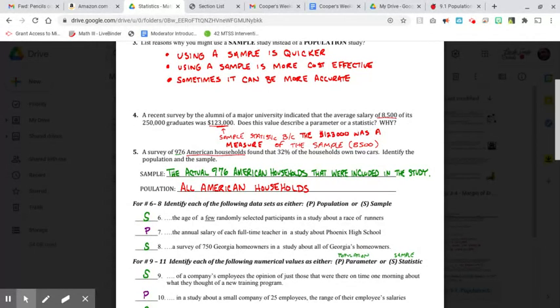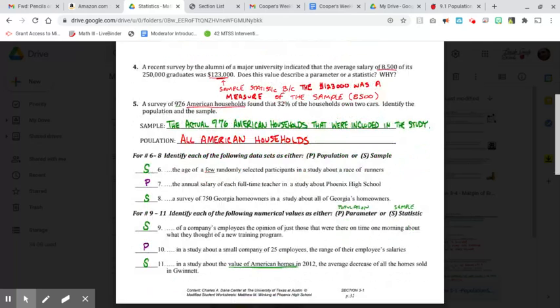Number 5, a survey of 976 American households found 32% of the households own 2 cars. Identify the population and the sample. So the sample is the 976 American households that were included in the study. So the sample is what we actually study. And then the population would be all American households. So we're looking at all American households. We chose 976 of those and found that 32% own 2 cars.